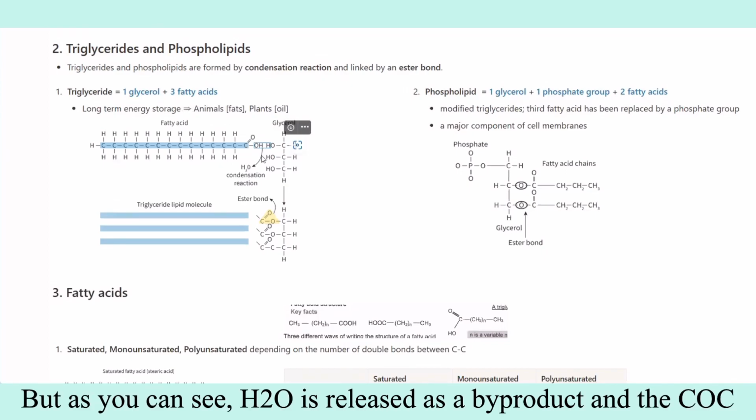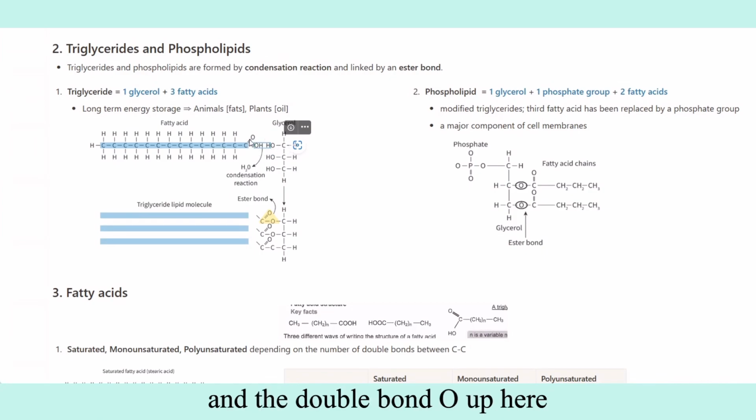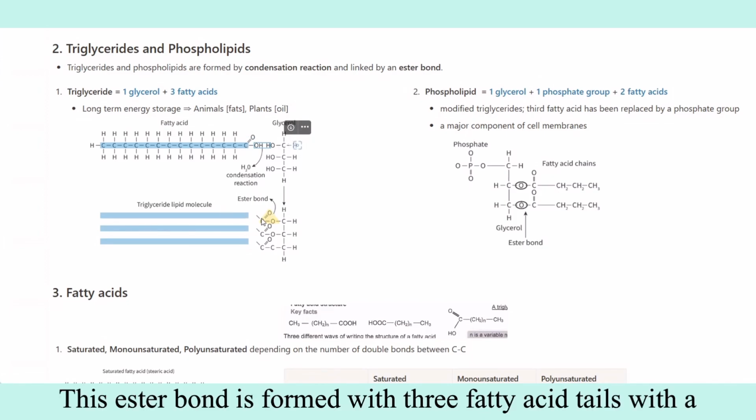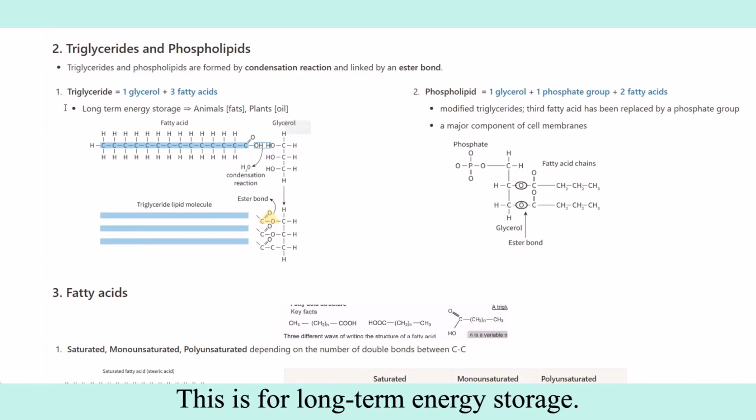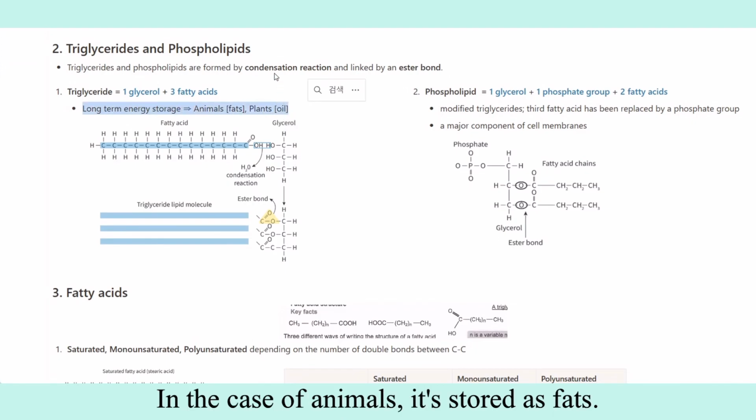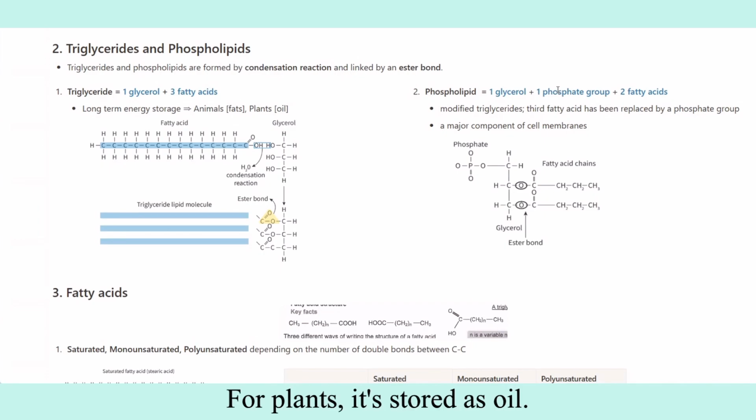So in total, there must be three fatty acids. But as you can see, H2O is released as a byproduct, and the COC and the double bond O up here forms the ester bond. This ester bond is formed with three fatty acid tails with the glycerol head and forms the triglyceride lipid. This is for long-term energy storage. In the case of animals, it's stored as fats. For plants, it's stored as oil.